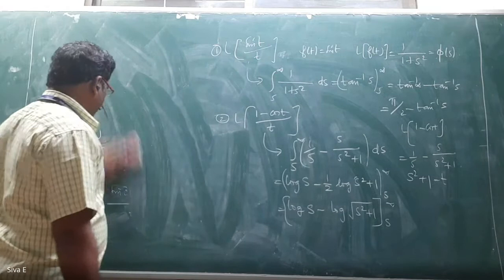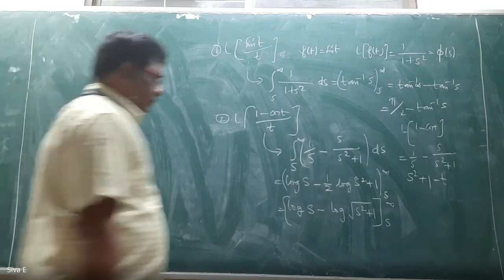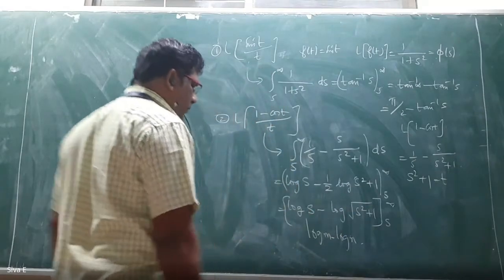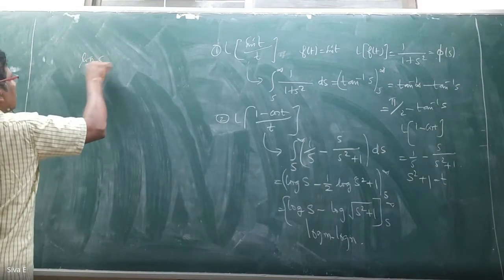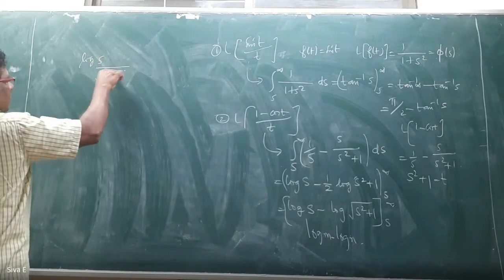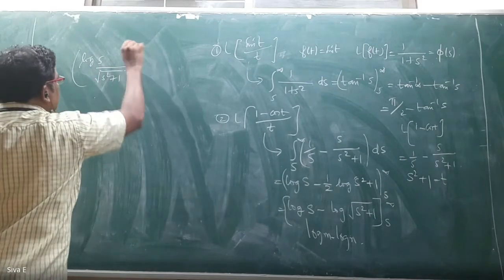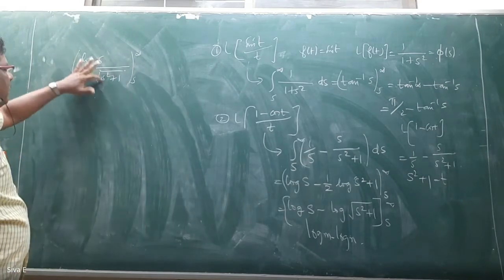How to integrate? Log m minus log n. Integral of log s by root of s square plus 1 from s to infinity. When you substitute infinity here, infinity by infinity will come.